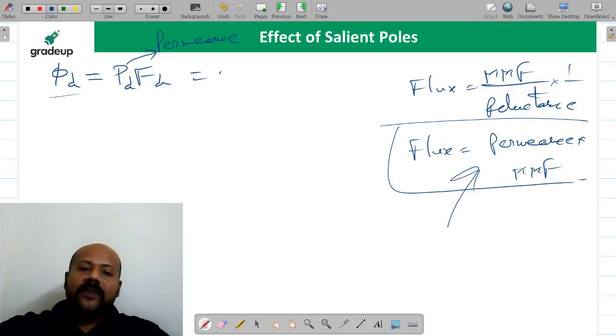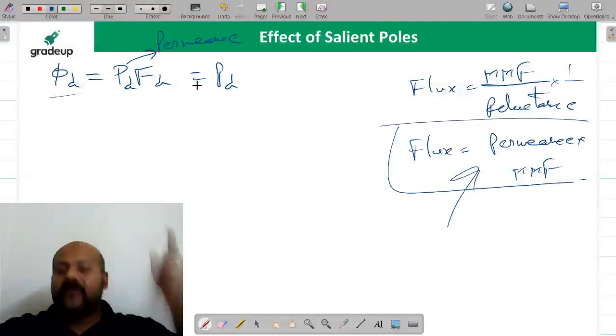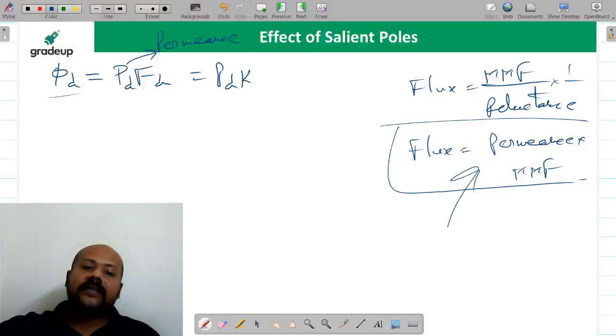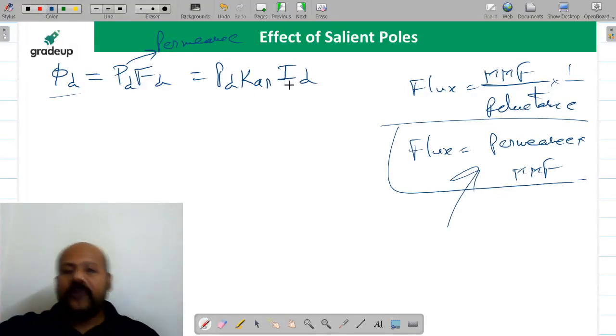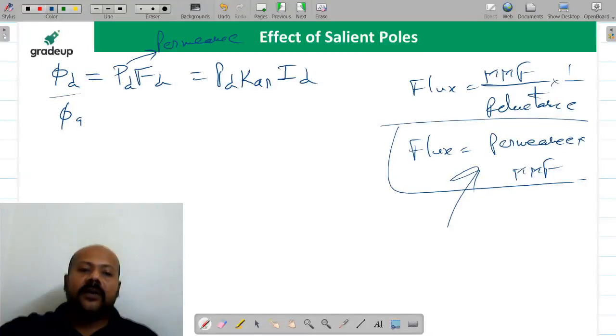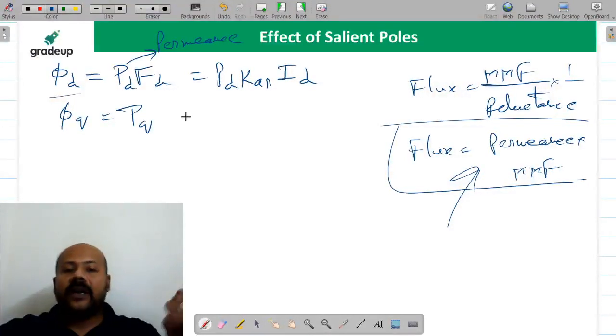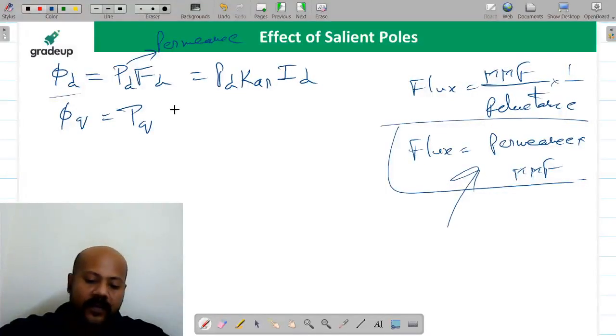And this, beta, we are writing as PD, and what is FD? This is the direct axis armature reaction MMF component, and this, beta, we are writing as KAR into ID. This KAR is some constant, you can say a winding constant. And similarly, beta, you can write the quadrature axis component as the permeance for the quadrature axis.